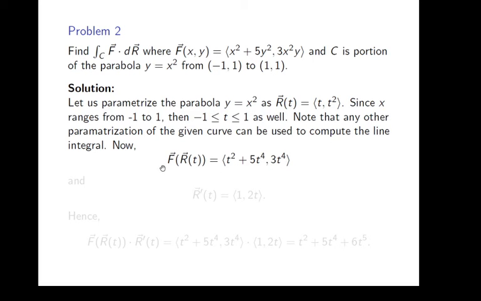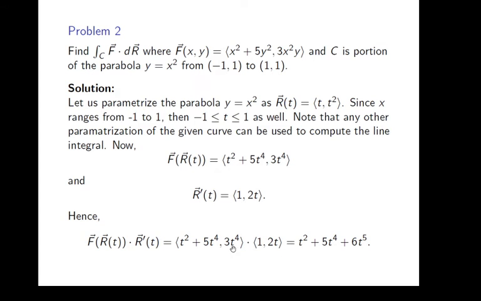So this is f evaluated at r of t. Now, the derivative r prime of t is given by (1, 2t). So we now need to get the dot product of f with r prime, and we get the dot product of (t squared plus 5t to the 4th, 3t to the 4th), dotted with the vector (1, 2t).